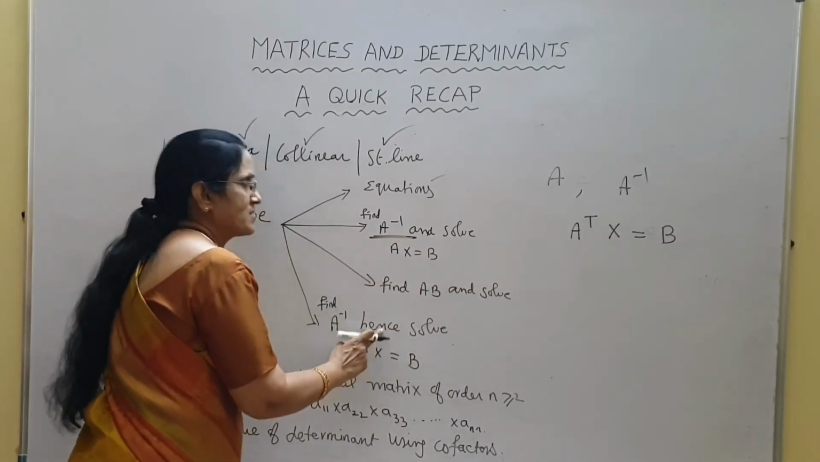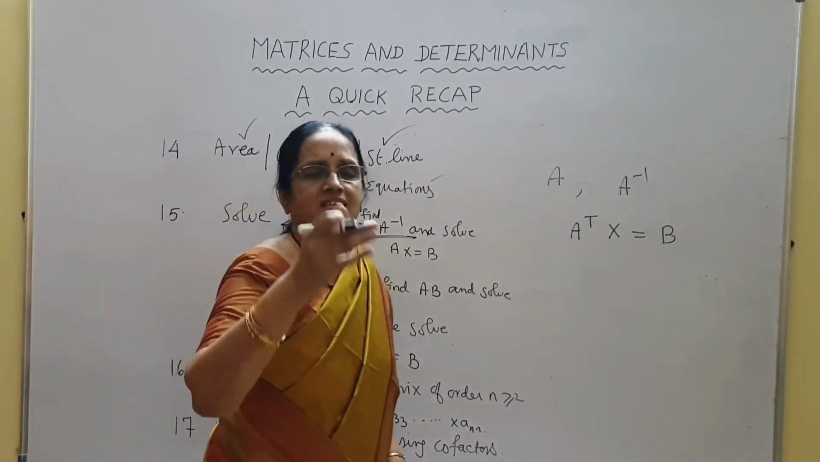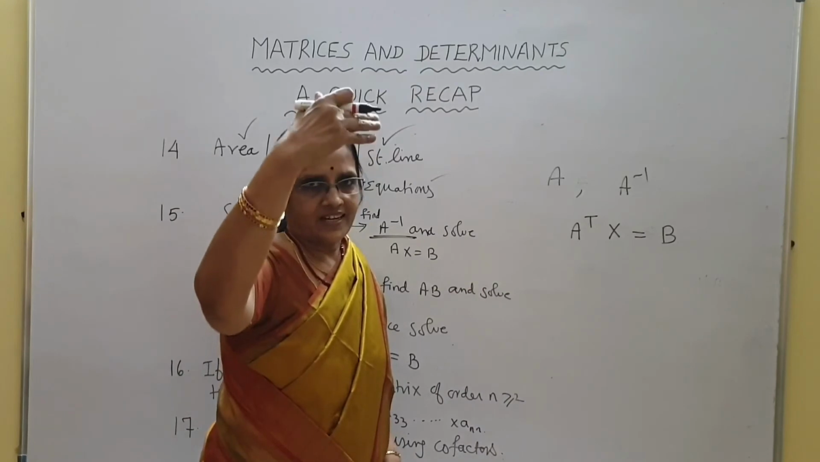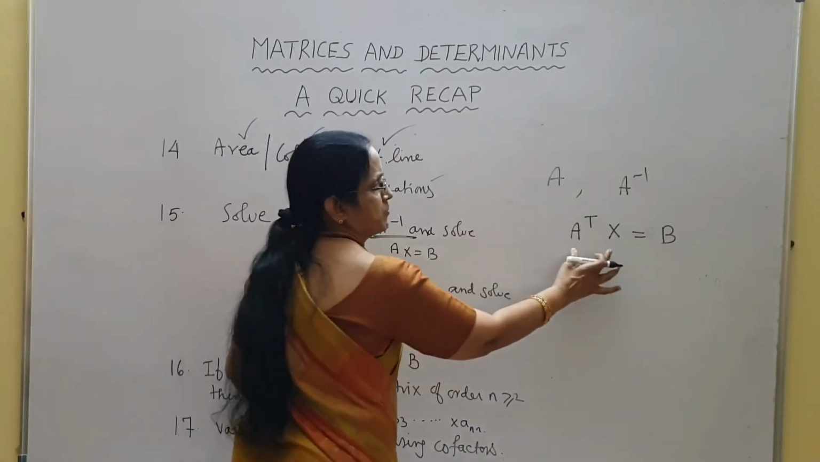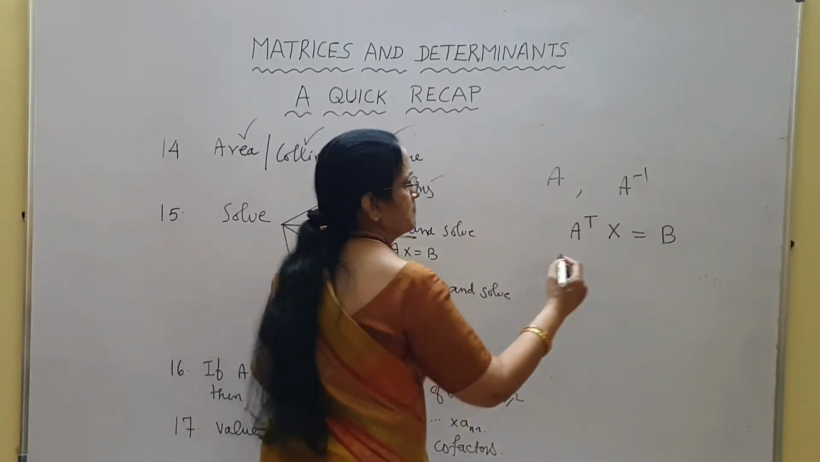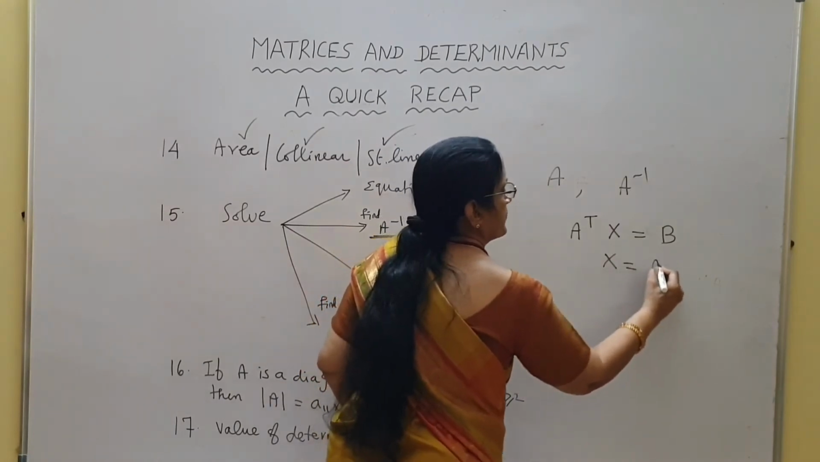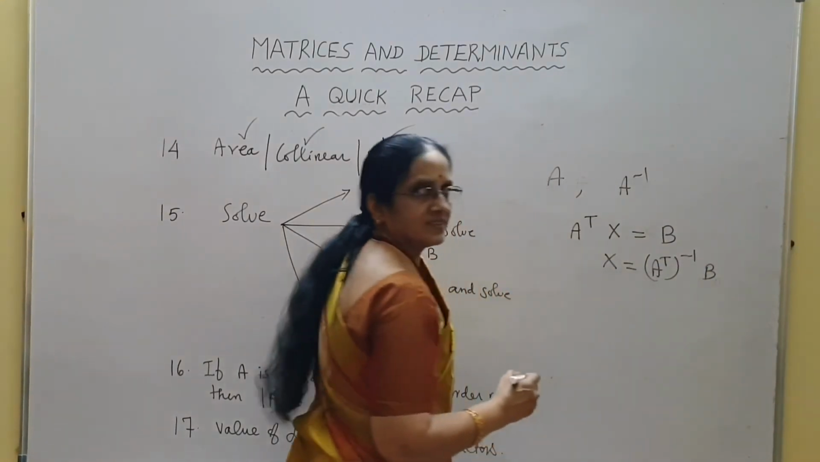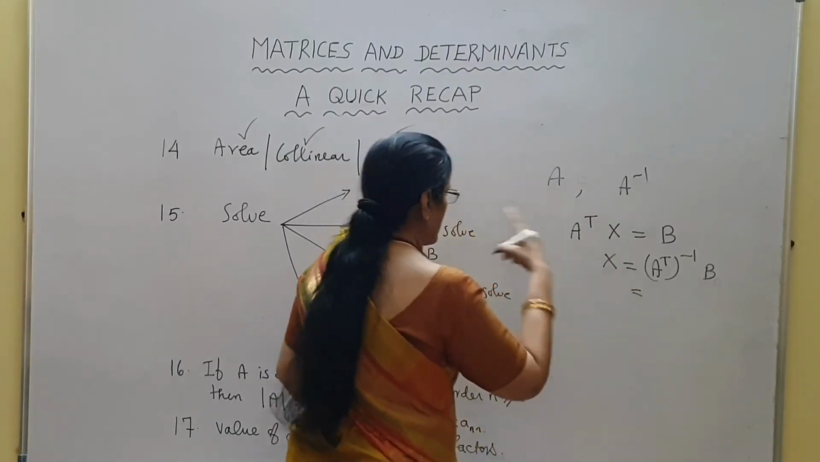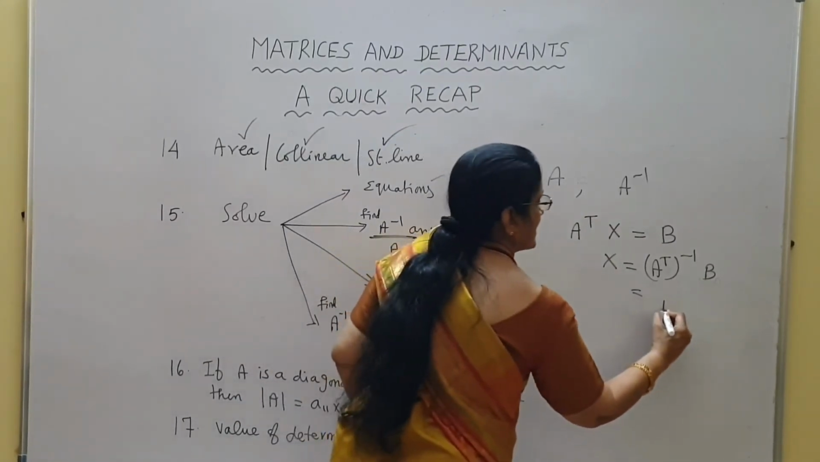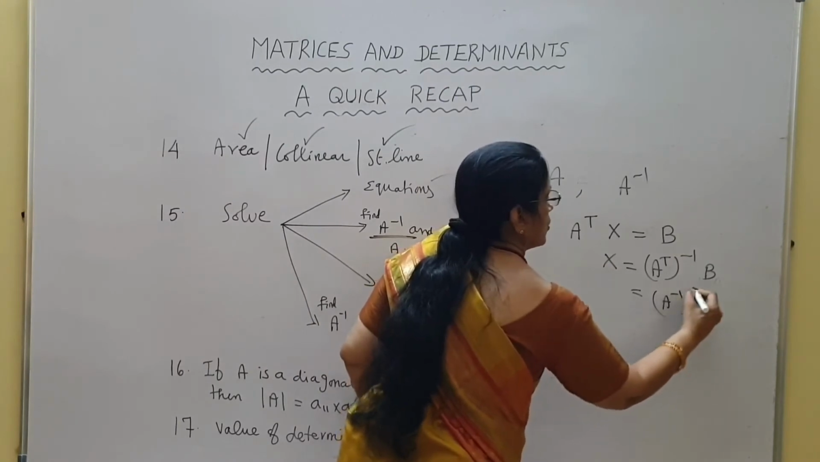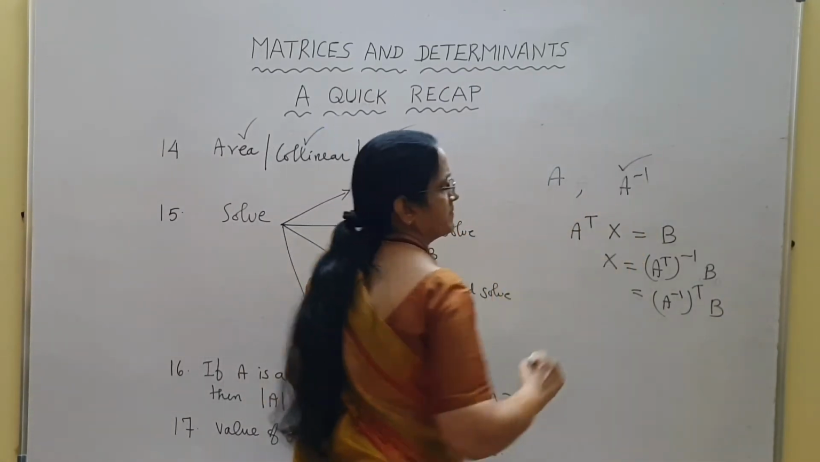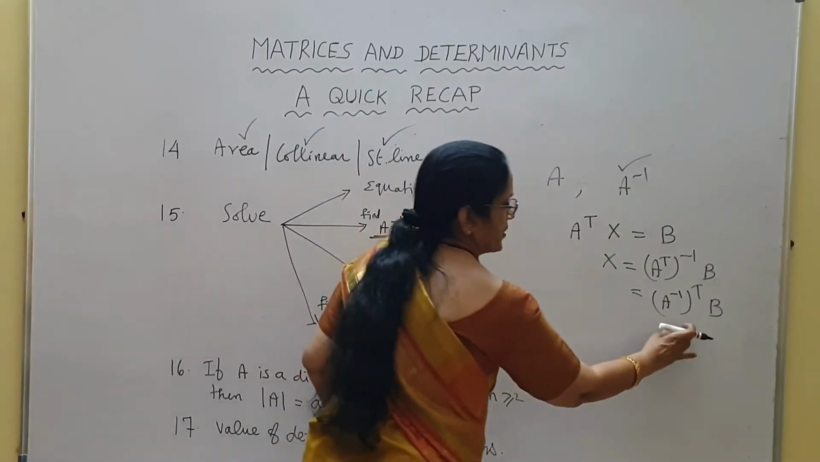But sometimes, when you put the equations in matrix form, you may not get A. You may get A transpose. So, this type you will get. This implies X is equal to A transpose the whole inverse into B. You know the property, already I wrote on the board. This is nothing but A inverse the whole transpose into B. Already you have found out A inverse. Substitute here.